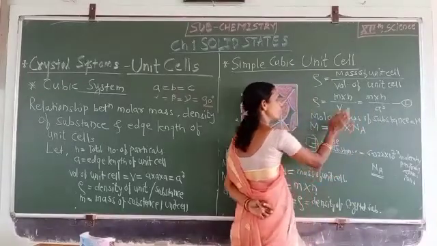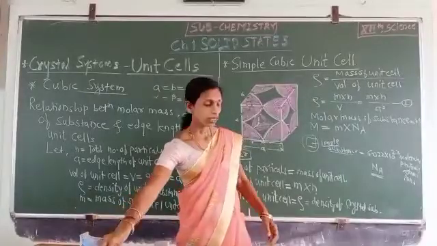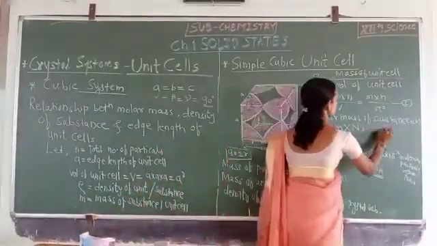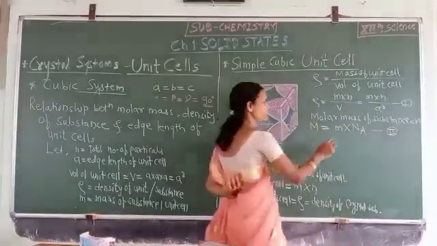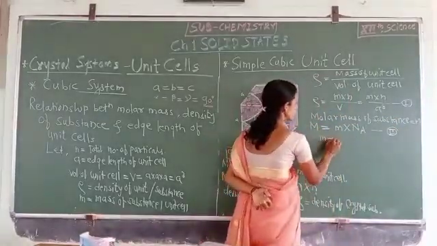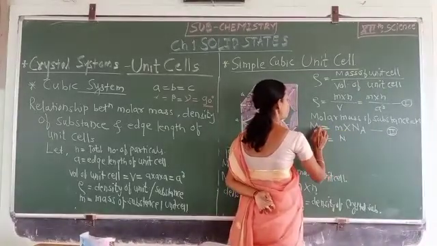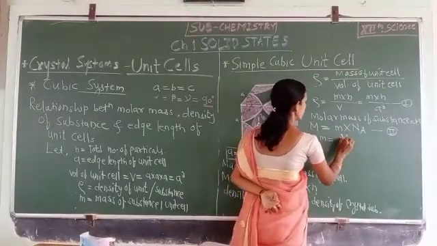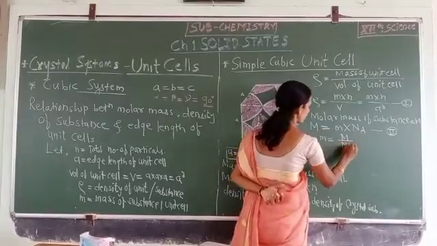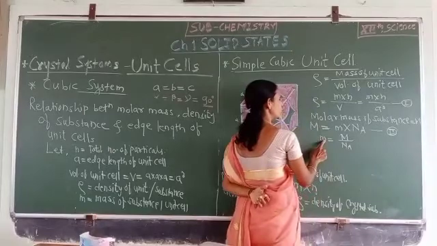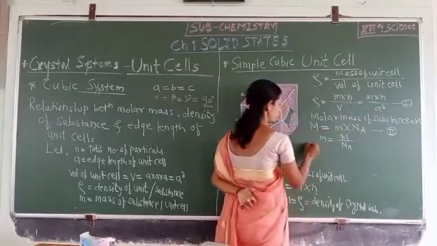Therefore, m is equal to M into n. Let us consider this equation number 2. We get the value of small m as capital M upon Na, where M means the molar mass of that substance. Then we put the value of that m in equation number 1.